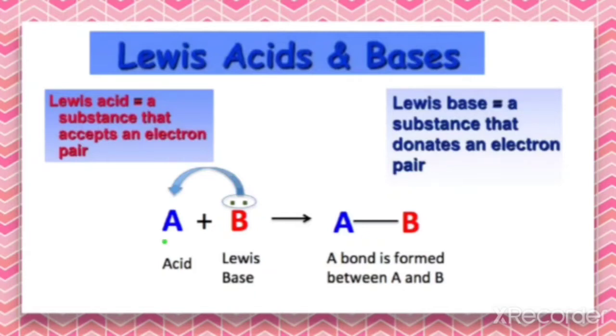In this, A is an acid that is deficient of electron, but B acts as a Lewis base because it is electron rich, with the presence of the lone pair here. So B is donating the electron pair to A, therefore B acts as a Lewis base, and A, because it is electron deficient, is accepting the electron pair from B, therefore A is called a Lewis acid. So it results in the formation of a bond between A and B.